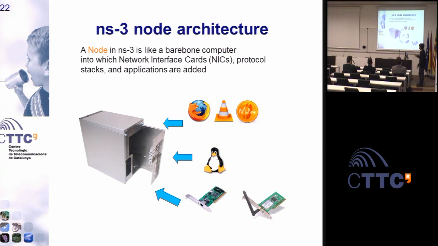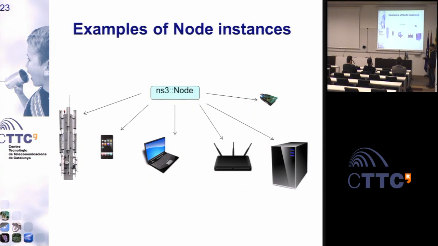So this is very generic, and in fact, if you have a look at the types of things you can do with a node, a node can be everything from a base station to a mobile phone to a laptop, a router in the internet, or a sensor node, and this all depends on what you put inside a node.